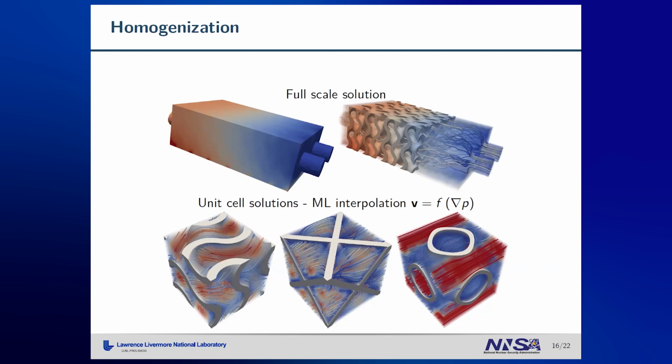So we can find this relation. This does not come for free. It costs quite a lot since we have to simulate this unit cell for many different directions. However, once we obtain this, we can actually do the optimization.